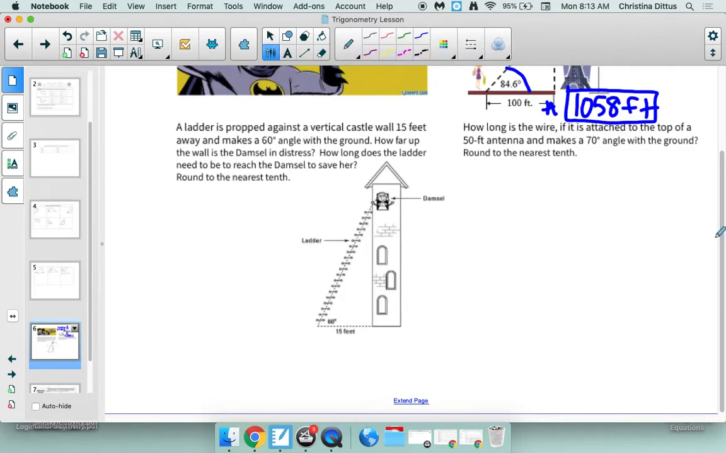Okay, we got a damsel in distress! And we got a savior! Ladder is propped against a vertical castle wall 15 feet away. So 15 feet away here. The ladder is at a 60-degree angle with the ground. That's a really long ladder. I don't think that's very realistic. How far up the wall is the damsel in distress?